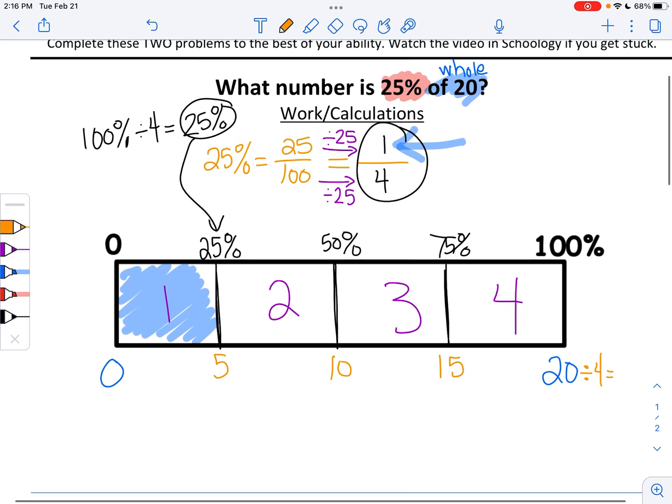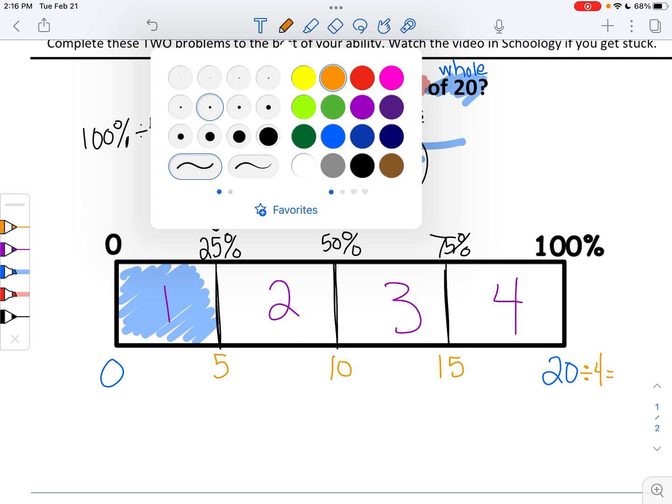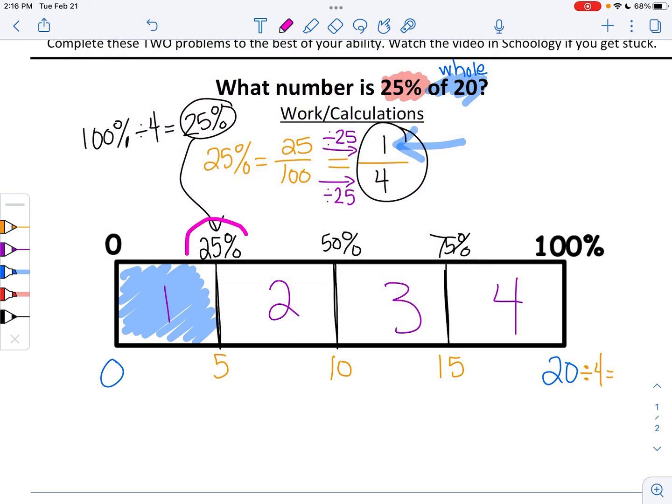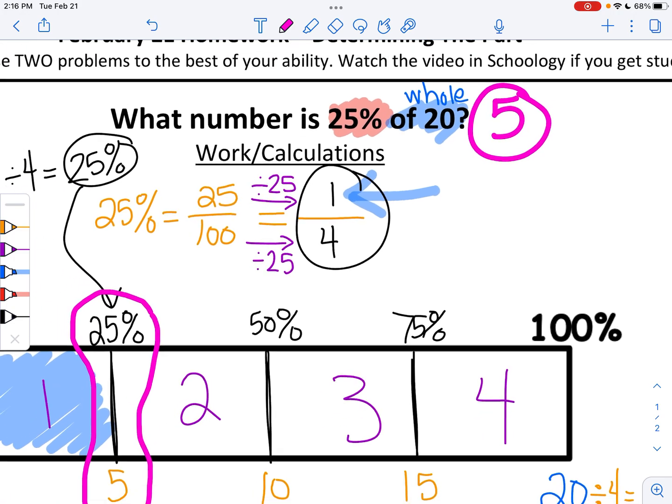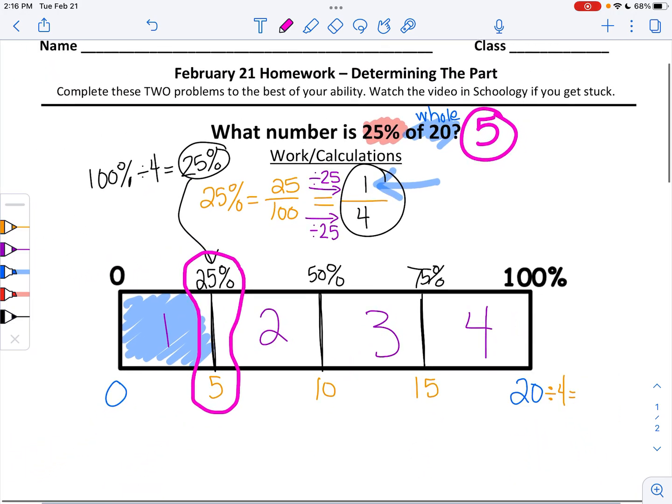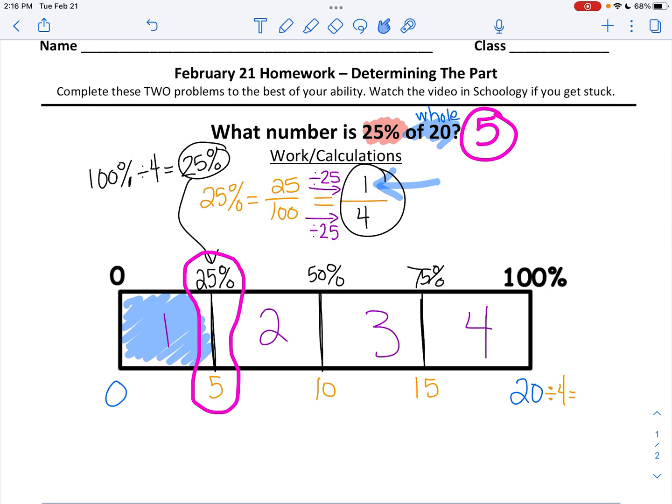Right? So if I wanted to find 25% of 20, now I'm looking for what number lines up with 25%. That's 5. So up behind the question mark, I'm going to write 5 and circle it. Okay, use a calculator. You can absolutely do this, right?